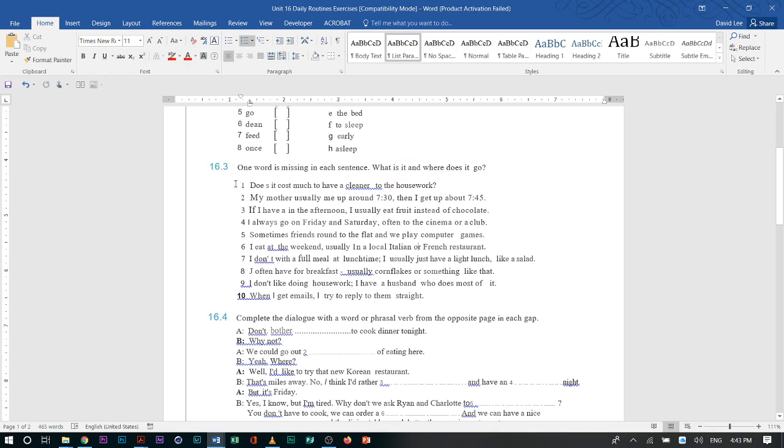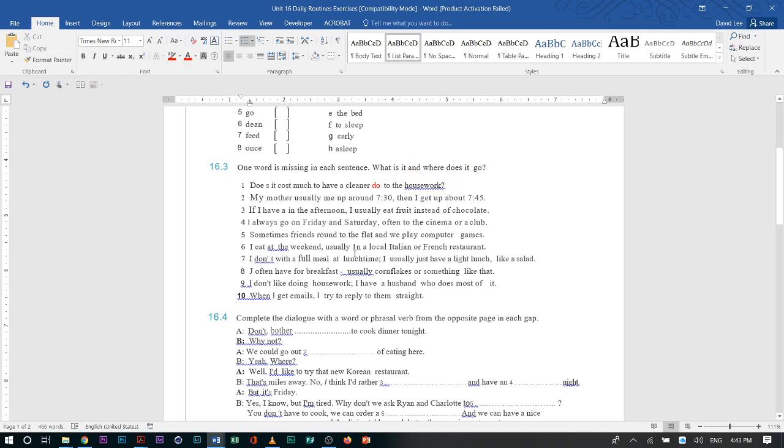For this part right here, one word is missing in each sentence. What is it and where does it go? For number 1, it's already given in the book. Remember, it says it's a do. I want you to put the word do right here, highlight it, select it and paint it red. So this will be easier for you to read and easier for me to look at.